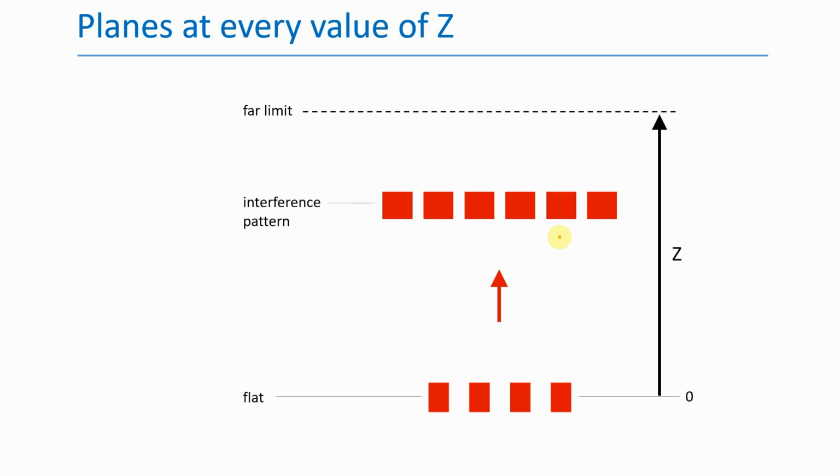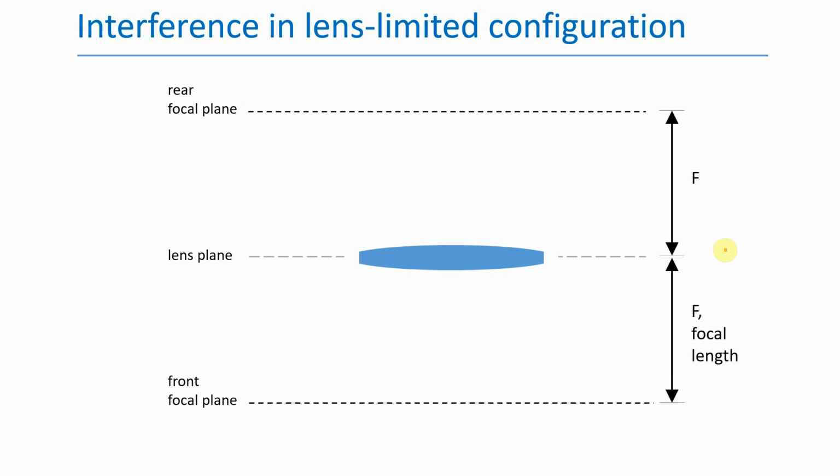Now, this drawing is not perfectly realistic because it shows the patterns as though they have some thickness along Z. That's not actually true. The pattern actually lies in just one plane, but we draw it this way so that you can see it. What we're looking at is called the free configuration. It's one of two main configurations. The other is the lens-limited configuration.